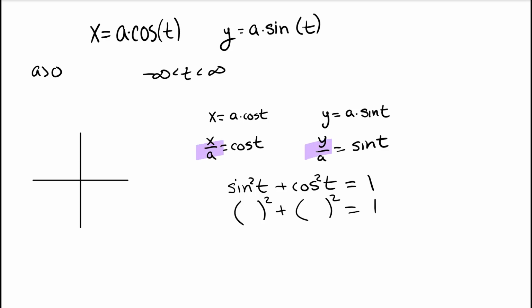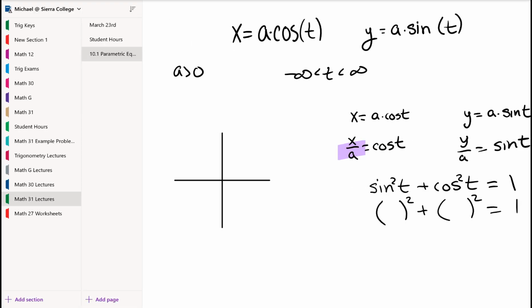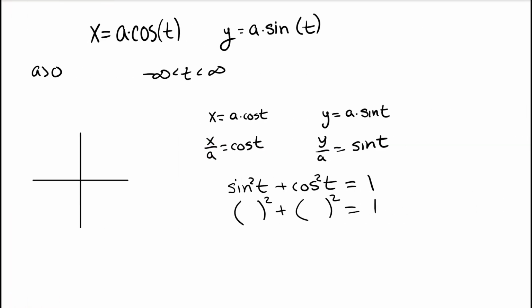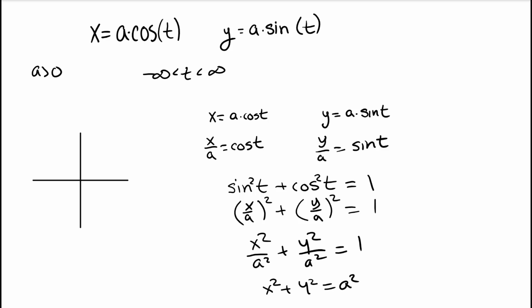We're going to put in our x over a and our y over a right into here and here. So we're just going to do a quick little substitution, and I think we're going to be off and running. We're going to get x over a, and y over a. And then once we square it up, we get x squared over a squared plus y squared over a squared is equal to 1. If we multiply the a squared over to the other side, we see that this is just a circle centered at the origin with a radius of a.